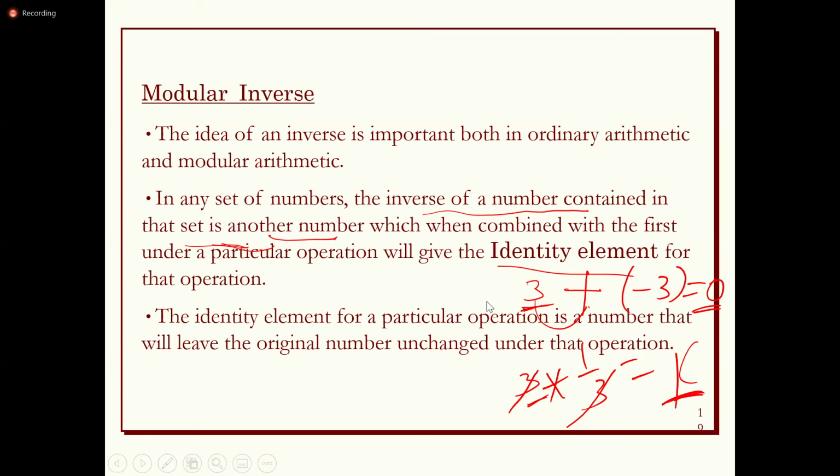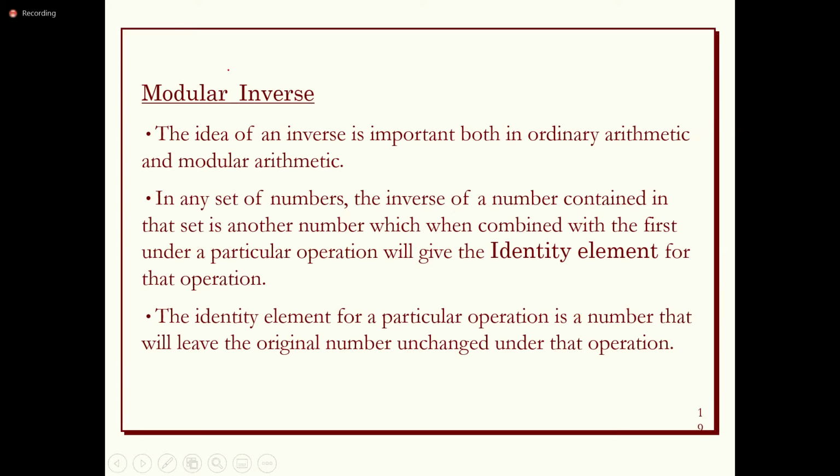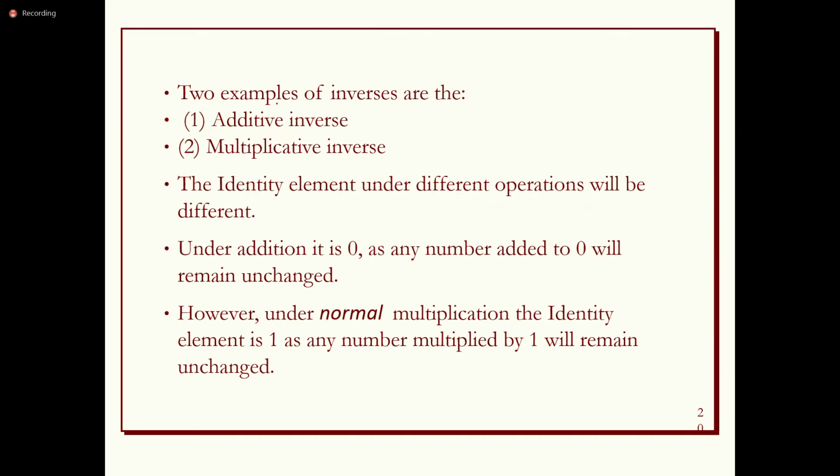Whereas in this cryptographic representation, we are going to use a modular inverse. We'll see how to calculate the multiplicative inverse of a number. One is the additive inverse, the other is the multiplicative inverse. The identity element under different operations will be different. For addition it is 0 and for multiplication it is 1.